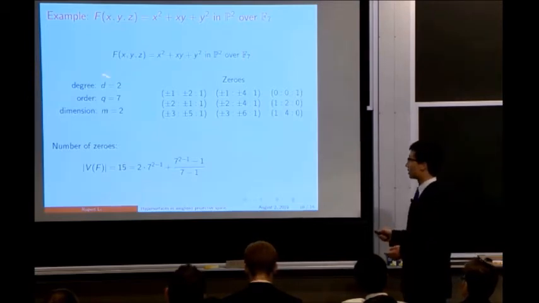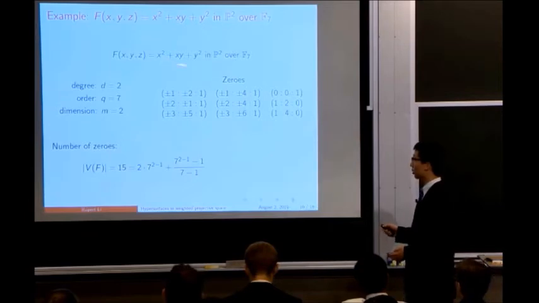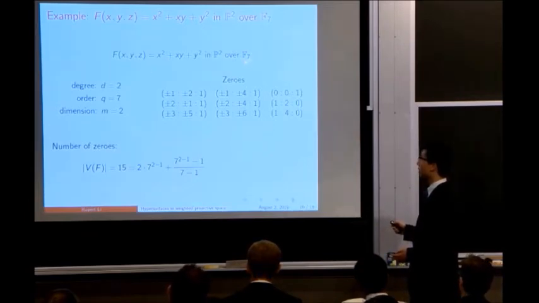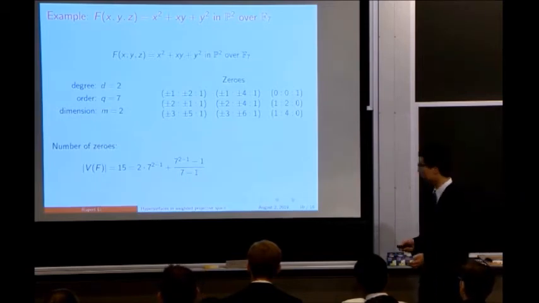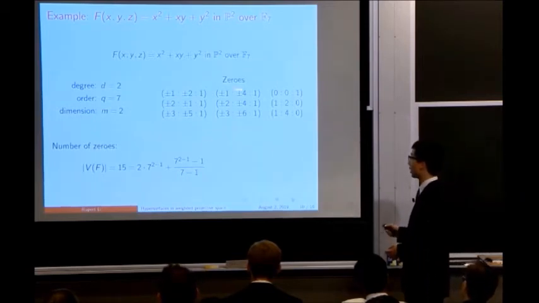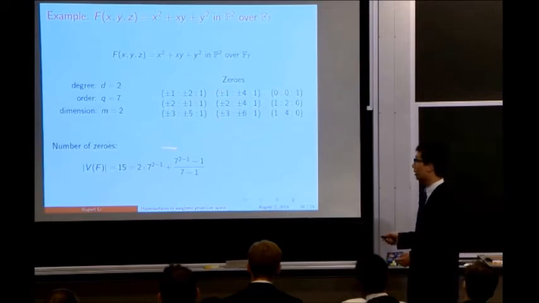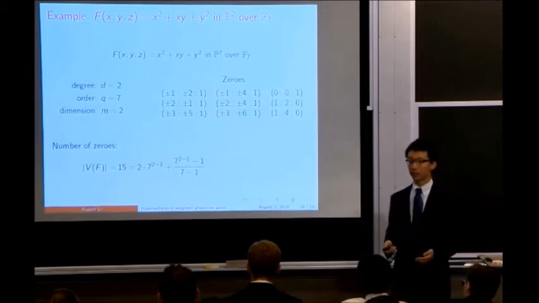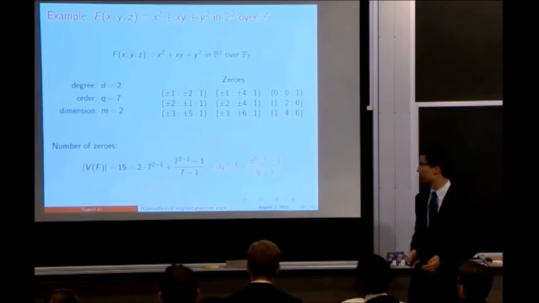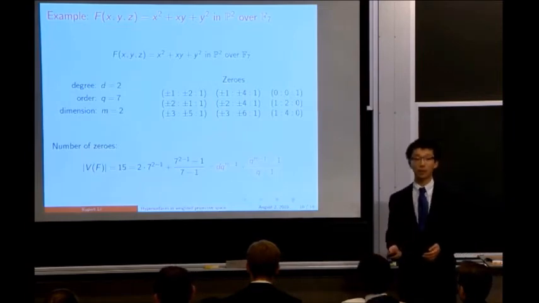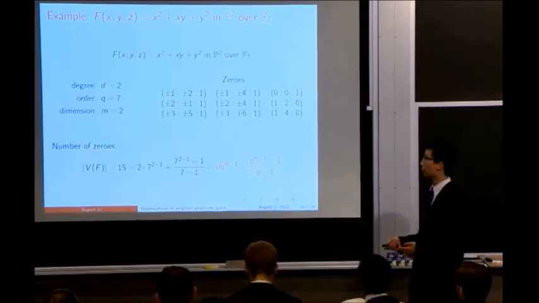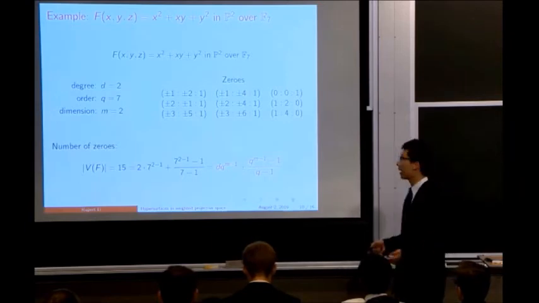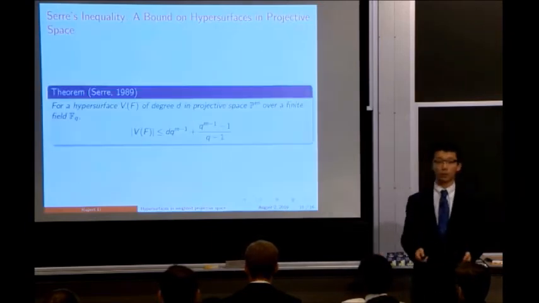So this is a degree 2 equation because it's a quadratic equation. We have order 7 because we have 7 elements in our field. And our dimension is 2 because we're in 2-dimensional projective space. So these are our zeros, and there are 15 of them. If you write it in this form, we can actually express them in terms of d, q, and m like this. That turns out to be the maximum number of solutions you can have to a polynomial. And that was proven in 1989 by Jean-Pierre Serre.